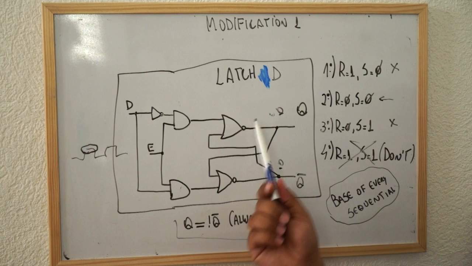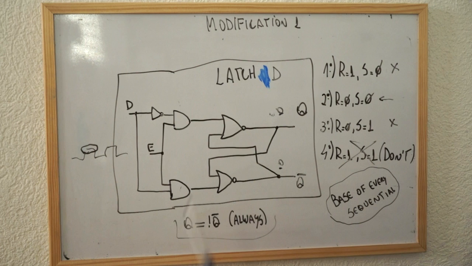But this, by the way, is still not our flip-flop D, because this latch D will be transparent, let's say, like this, while the clock is at the positive state, okay? The flip-flop D will work only in the rising edge of the clock. So we're going to do another modification to make this become a flip-flop D. But before that, we're going to step back a little bit to show how we can detect rising or falling edge with digital circuits, okay?